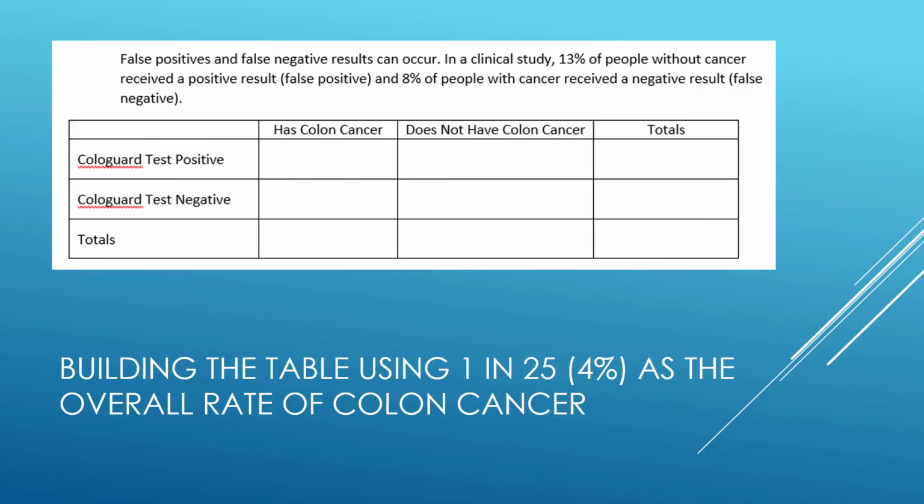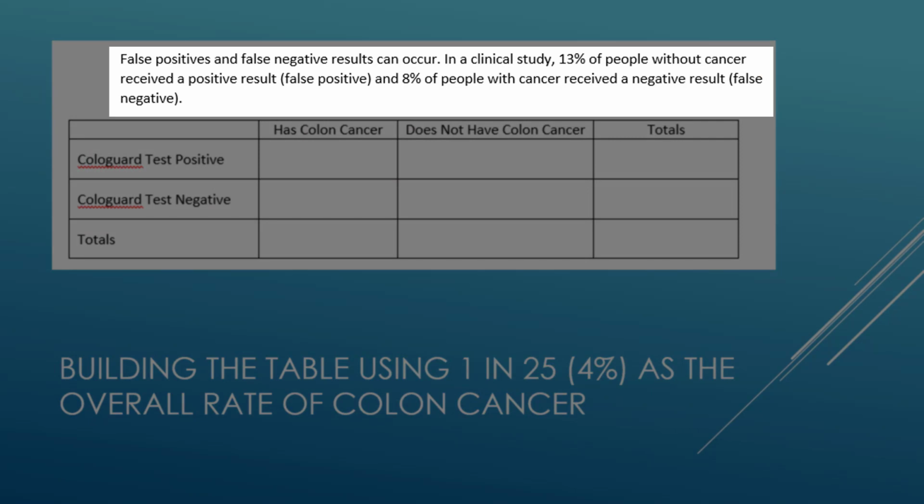So as we take a look, we're going to do the example with the Cologuard. This is a product that people can receive in the mail to be able to provide them with a test to see do they have colon cancer or not. Looking at the data from the Cologuard website, they've got a 4% overall rate of colon cancer at some point in time in a person's life. But we also have pretty interesting information about false positives and false negatives that can occur.